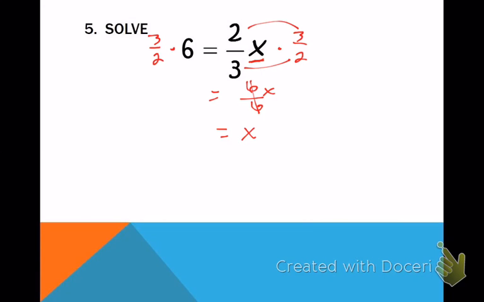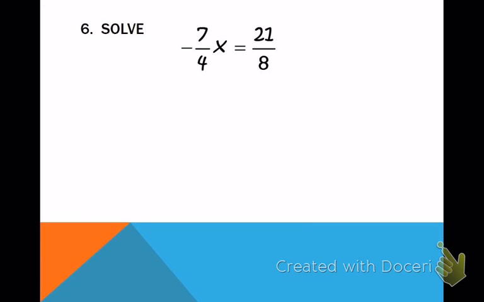Over here we make 6 a fraction, and we can simplify this diagonal. Divide them both by 2, and then multiply straight across. 3 times 3 is 9. 1 times 1 is 1. So you get 9 over 1, or just 9. Okay, and that's how you deal with your fraction coefficients. A little weird, but that's it.